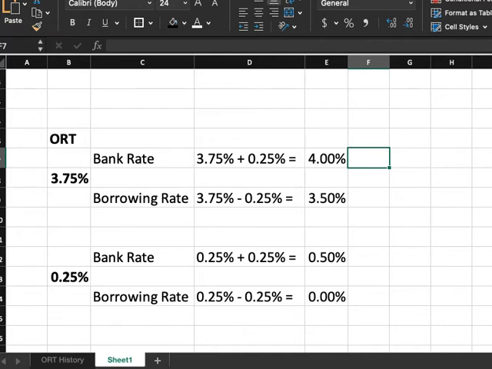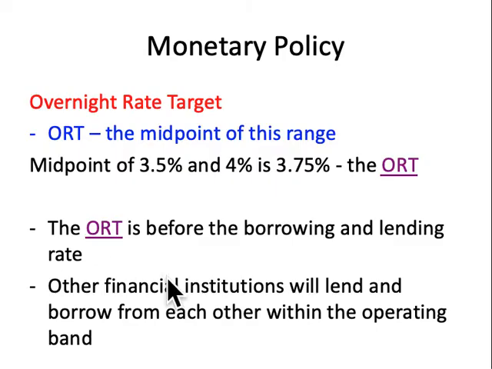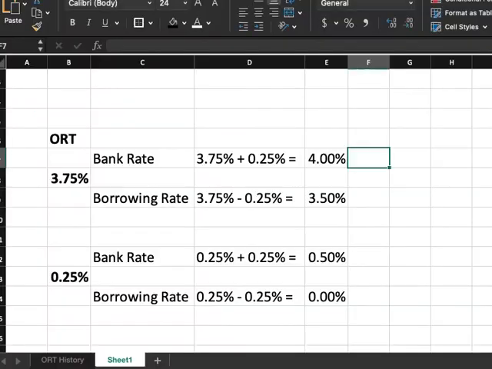And so that's how the Bank of Canada will impact the overnight rate target, which then will impact all of these rates as well. And so the next point down here is that it says other financial institutions will lend and borrow from each other within the operating band. And so why is this? Why will TD and Royal Bank operate in this band here or in this band here, right?